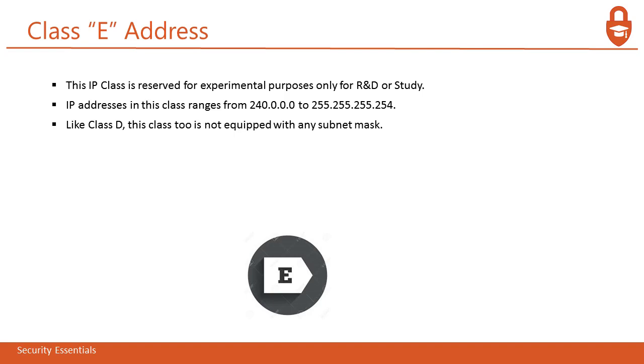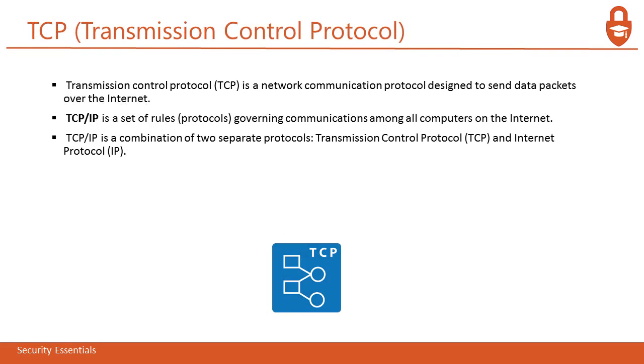So we have discussed Class A, B, C, D, and E. Next is TCP, Transmission Control Protocol. As we have discussed IP, Internet Protocol, now we are discussing TCP. Transmission Control Protocol, or TCP, is a network communication protocol designed to send data packets over the Internet. TCP/IP is a set of rules and protocols governing communication among all computers on the Internet. TCP/IP is a combination of 2 separate protocols, TCP and IP, Transmission Control Protocol and Internet Protocol.